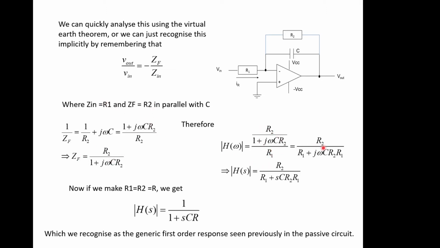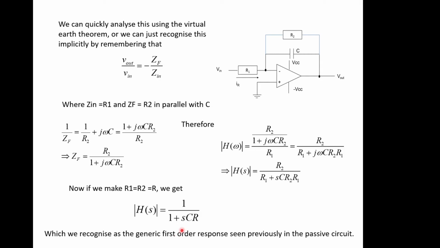So we do the manipulation on that, and we end up with the magnitude response eventually of R2 over R1 plus sC R2 R1. It's still a single pole response, but now the position of the pole is dictated by all three components. But if we make R1 equal to R2 and make that substitution, a lot of these things will cancel out, and we end up with a simplified single pole response, which is just dictated by this position CR here. Remember, this is when we've made R1 equal R2 and just called it R.